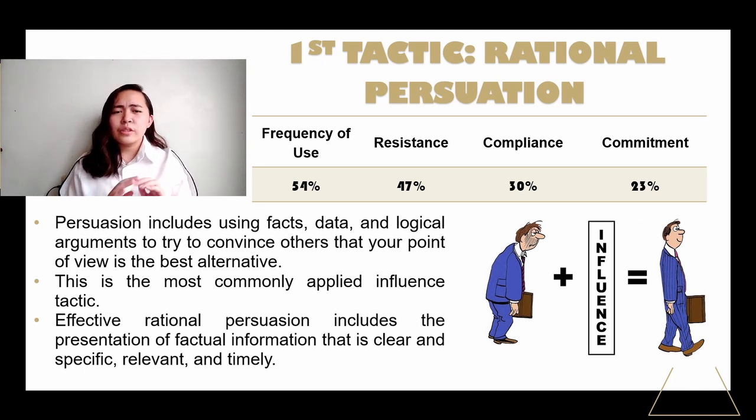This is the most commonly applied influence tactic. Rational persuasion is more likely to be effective when the agent and target share a common task objective. So effective rational persuasion includes the presentation of factual information that is clear and specific, relevant, and timely.